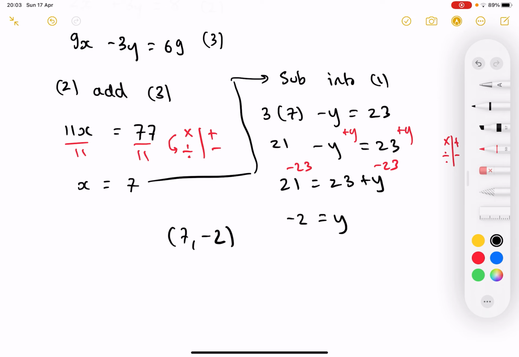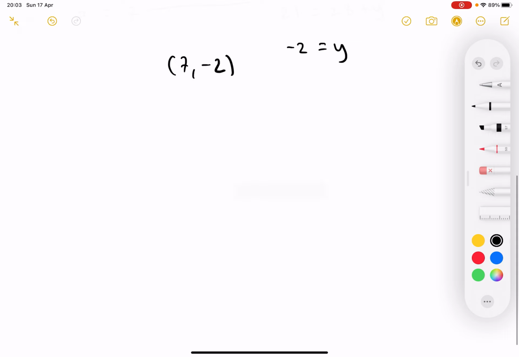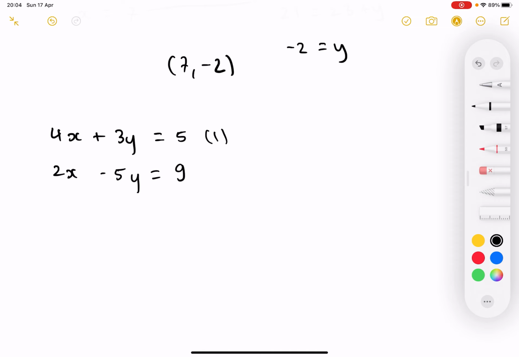Okay, so the next one, again, best to pause and have a go. So the first equation is 4x plus 3y is equal to 5. And the second one is 2x minus 5y is equal to 9. Okay, let's label as always.